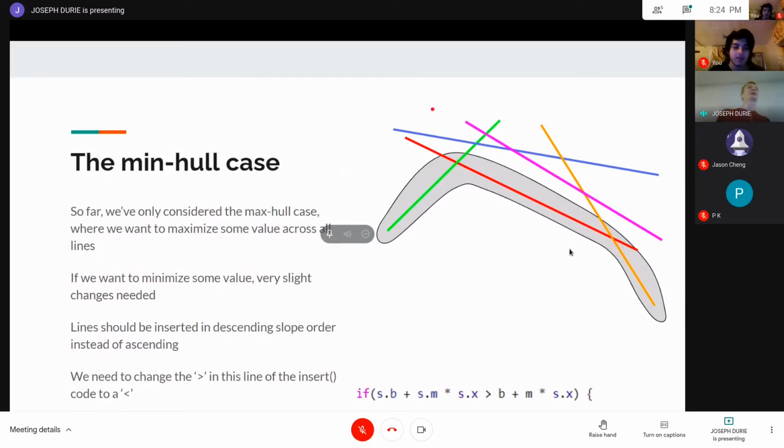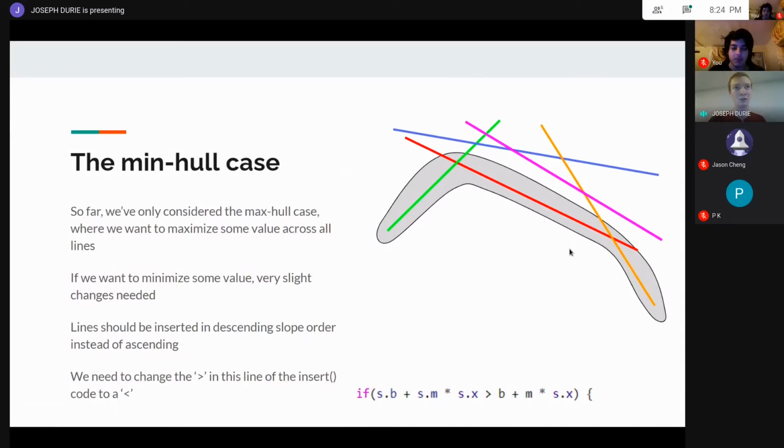Okay, another thing is we can also use this to get min values. Up until now, we were just looking at max values. But if we want to change this to get min values, the code is almost exactly the same. It's literally a 1 character difference.